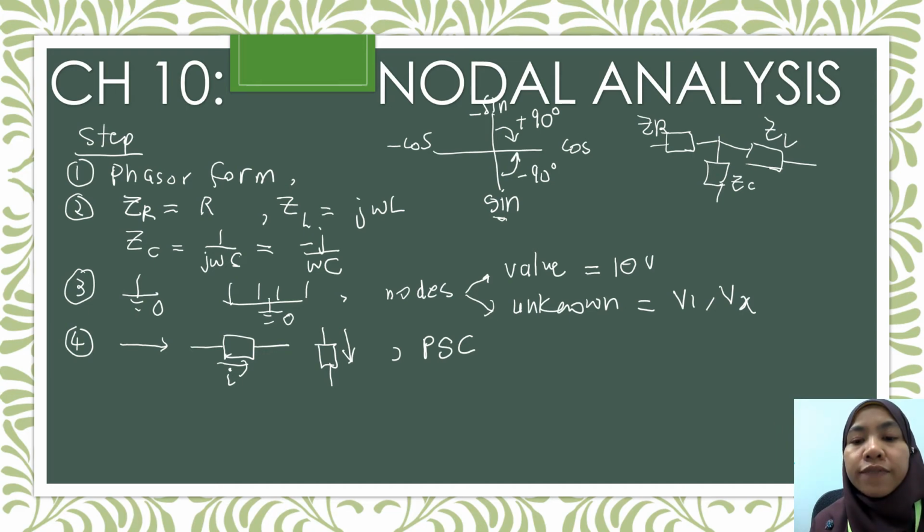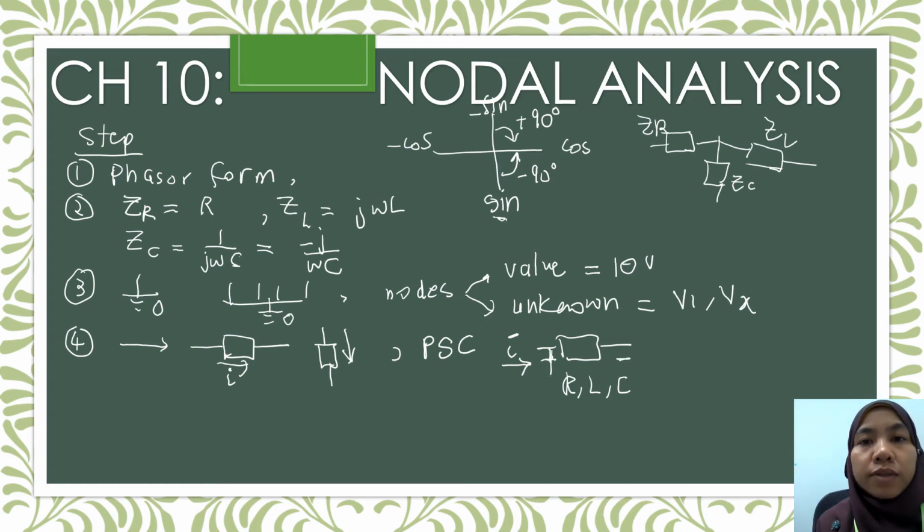If you have a passive element, what is a passive element? Elements like resistor, inductor, or capacitor are passive elements. Then when you have a passive element, the current entering a passive element should have the positive terminal, and the leaving current should have the negative terminal.